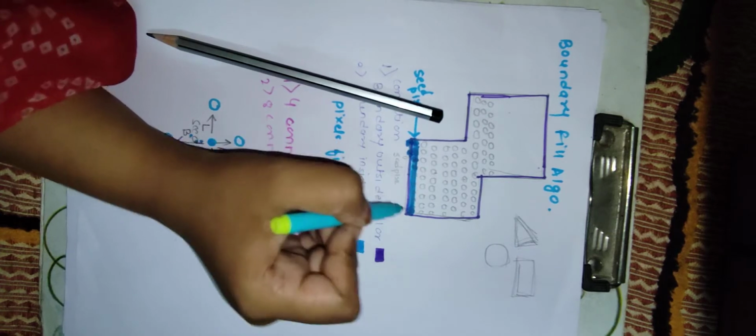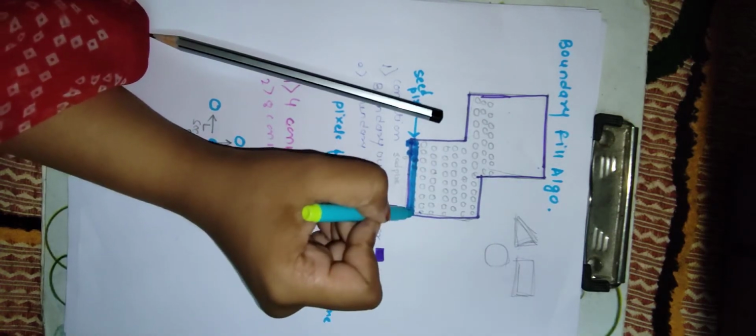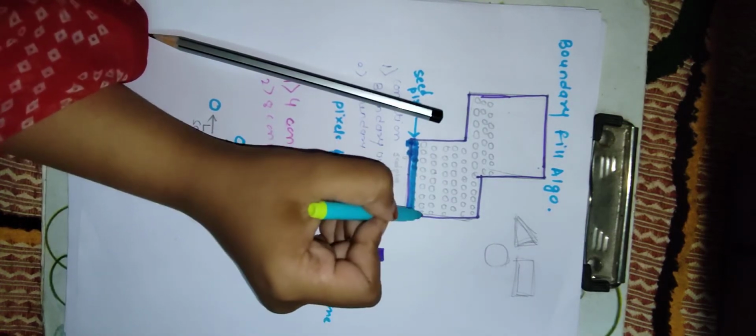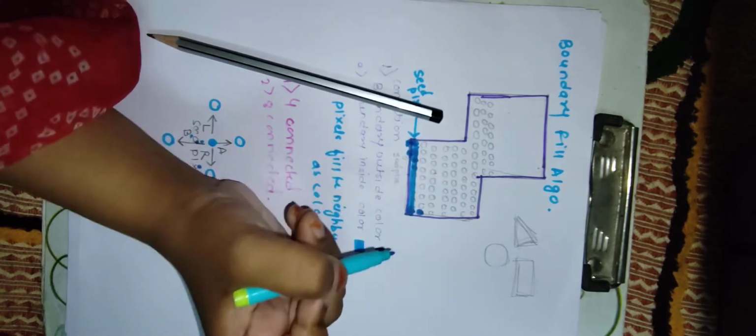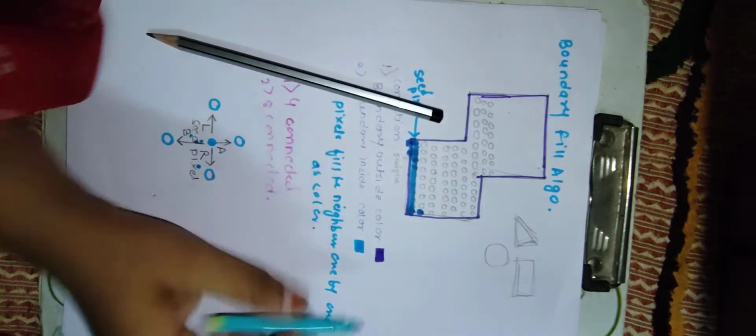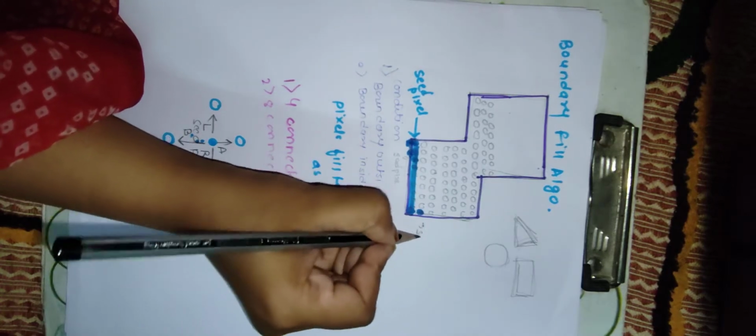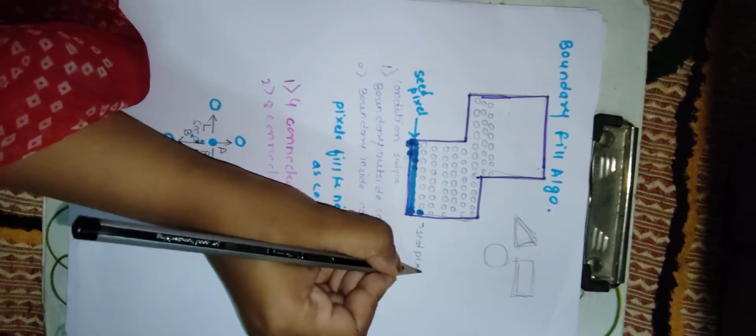So where can he go now? He can go from its above side. So now he goes from the above side, and starting from the above side, he fills the pixel. Now this pixel is our seed pixel. The seed pixel is already filled.